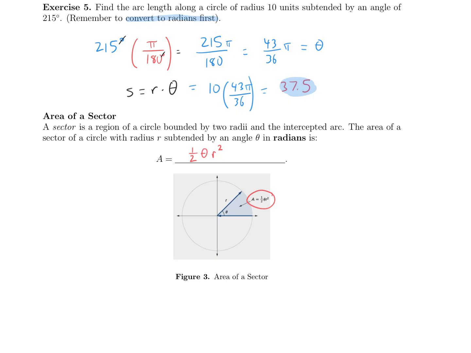And once again, don't forget that theta must be in radians for this as well. If it's in degrees, then you must convert it, just like we did in the previous example. Okay, let's move on to the next page to try an example that involves area of a sector.